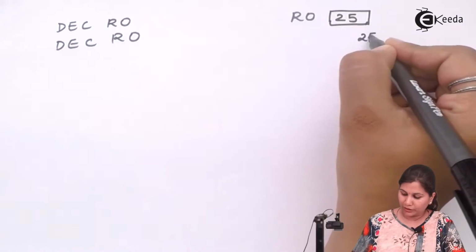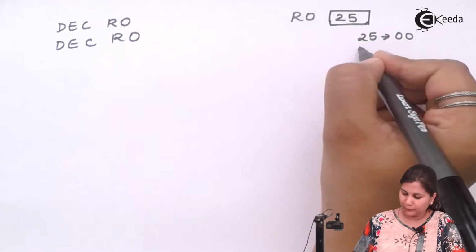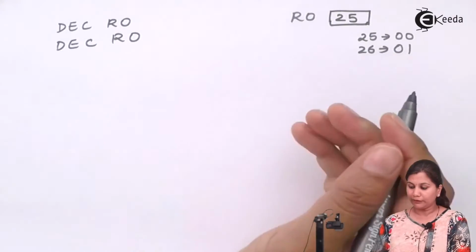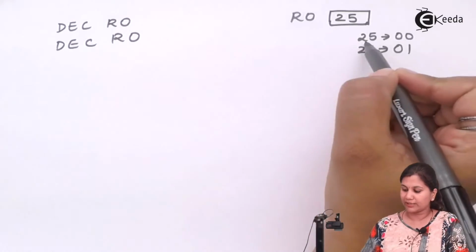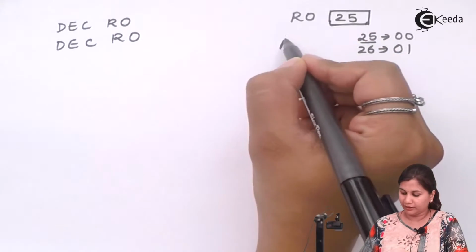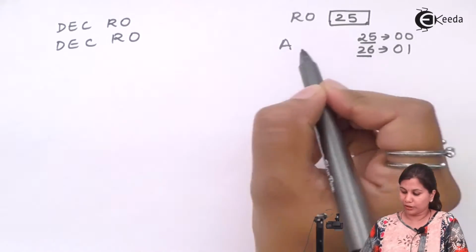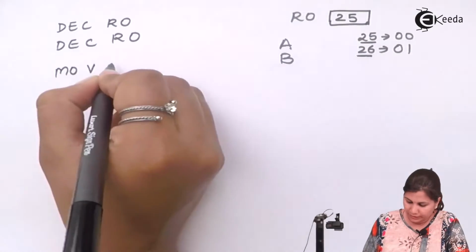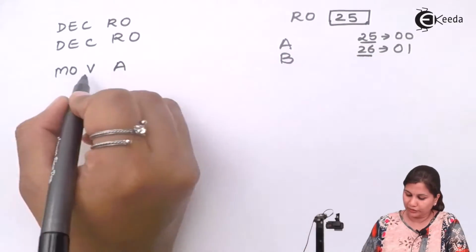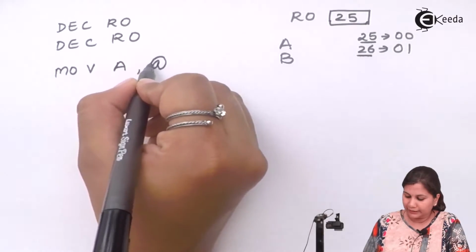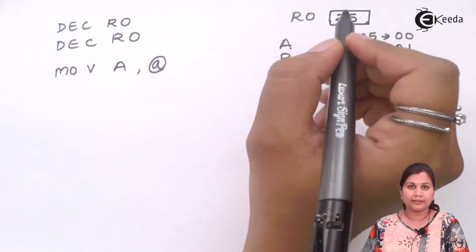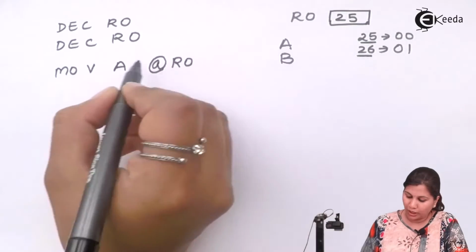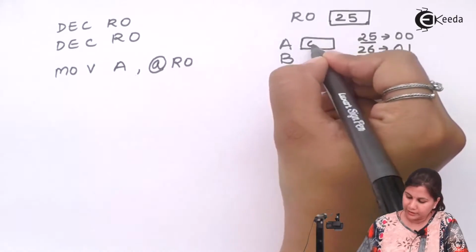Now at 25 memory location we are having our first number 00. At 26 we are having our next number 01. So we want to add these two numbers. So what we will do, we will again shift the number which is at this 25 memory location into the A register and the number which is at 26 memory location into B register. So next instruction will be move A, because we want that number in the accumulator. So we are writing move A, comma, indirect addressing, because that address which is in the register R0, at that address we are having the data. So indirect addressing is used. So now A will have the contents 00.